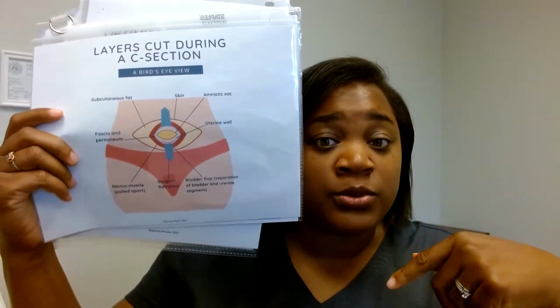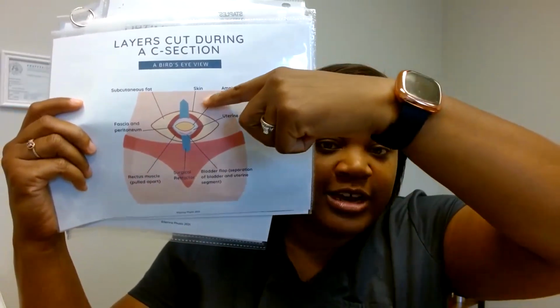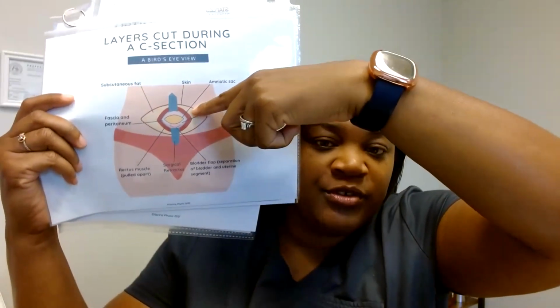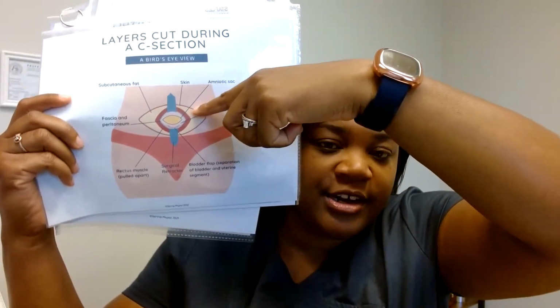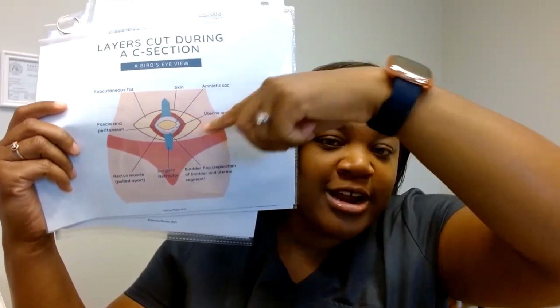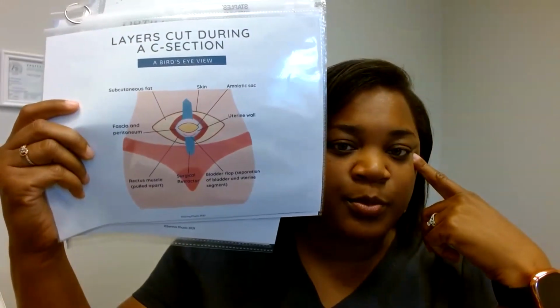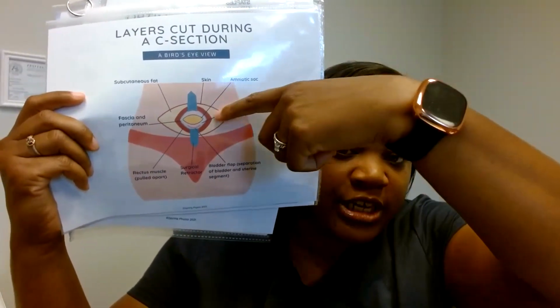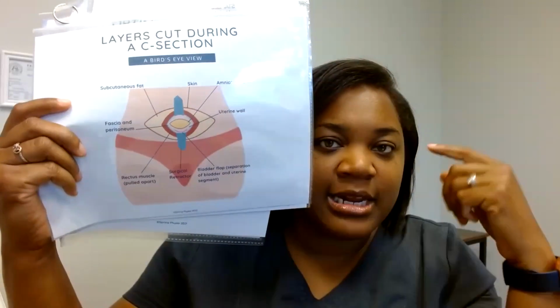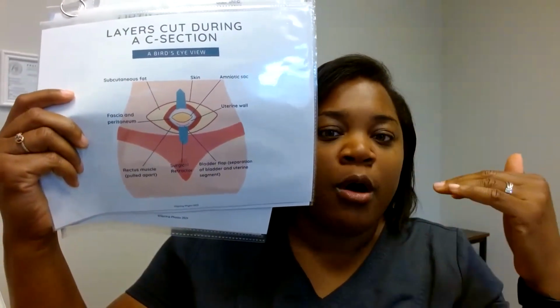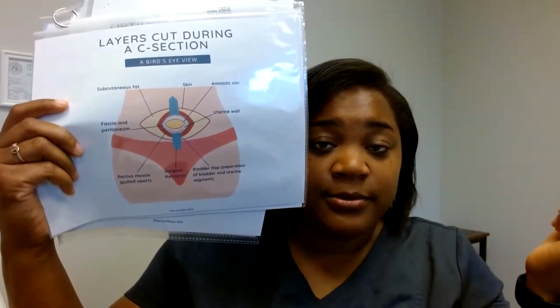I do have this picture here, and this just shows all of the tissues. So we've got the skin here. We've got the fat layer here, subcutaneous fat. The red is the rectus muscles that have been pulled apart. Then we've got the uterus here, and we've got the amniotic sac there. And through all of that, the baby is able to be pulled out. So I hope that was helpful.